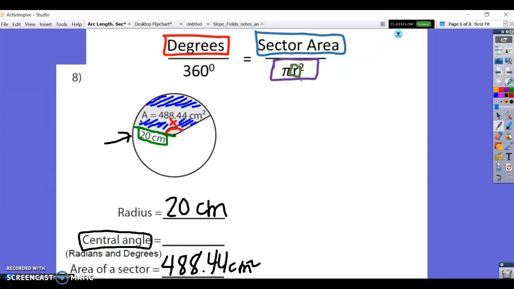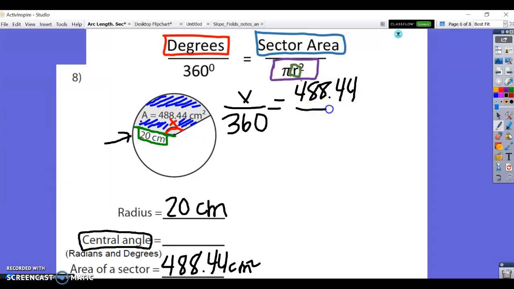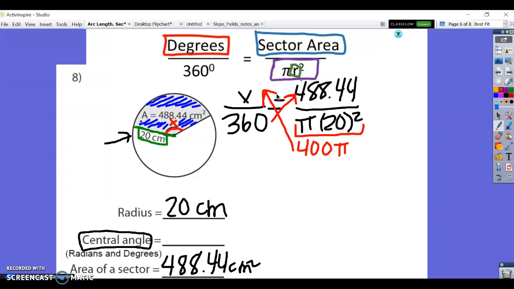Okay, so let's start plugging in the stuff. So, this time, x is our degrees, because we don't know what it is. So, x over 360 is equal to 488.44 all over pi 20 squared. Okay, so let's simplify this a little bit. 20 squared is 400, so that's really 400 pi. And now I'm just going to cross multiply. So first I'm going to do 400 pi times x because it's easier.